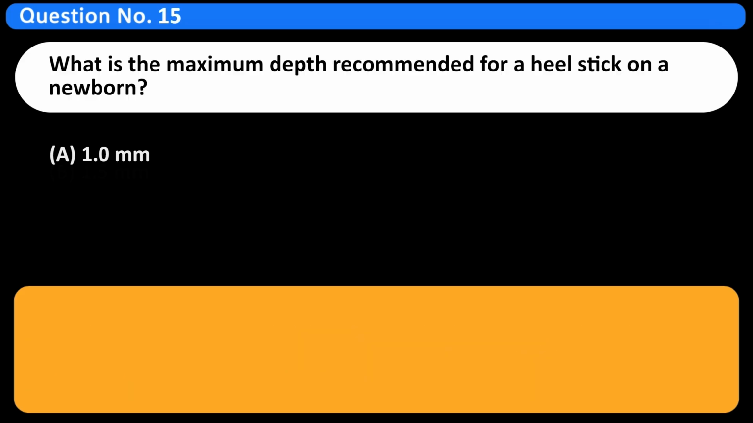What is the maximum depth recommended for a heel stick on a newborn? A. 1 mm. B. 1.5 mm. C. 2.0 mm. D. 2.4 mm.